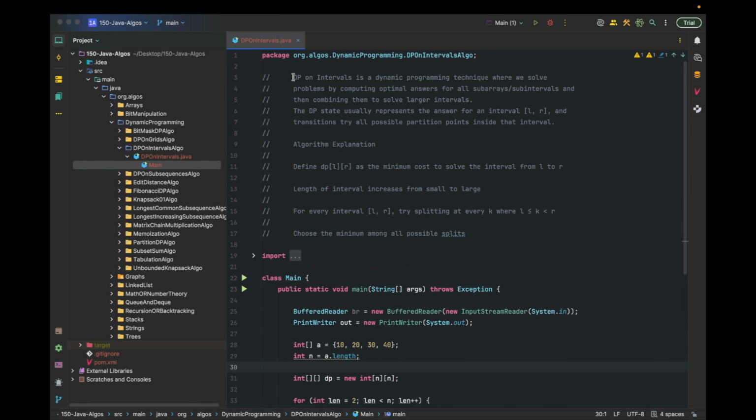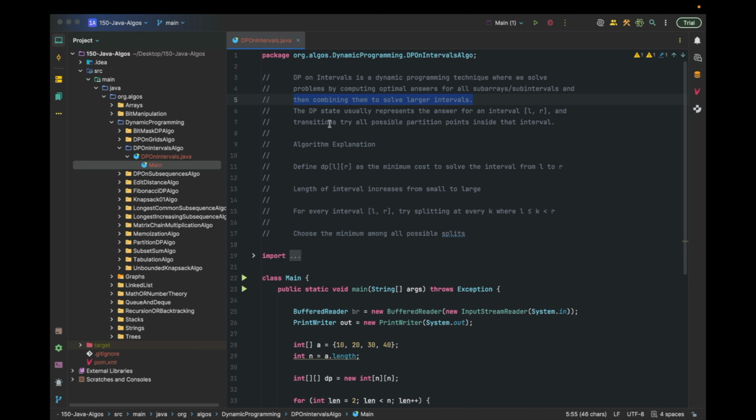So see here, DP on intervals is nothing but the dynamic programming technique where we solve the problems by computing the optimal answers, right? Optimal answers for what? For all the subarrays or the subintervals and then combining them to solve the larger intervals. So we'll be making use of the bottom up DP here, right?